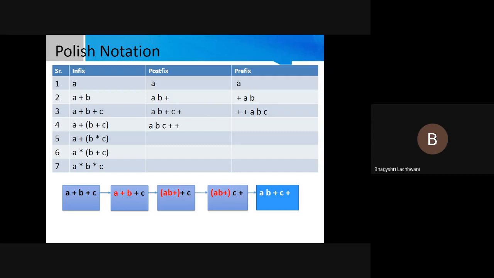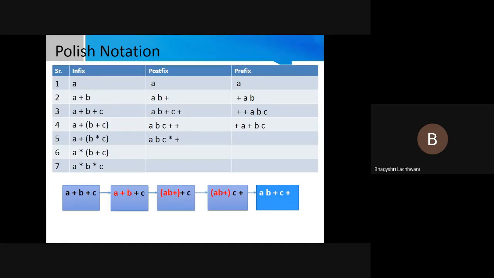Okay, now next is A plus in the bracket B plus C. See here there are no conflicts. B plus C is in the parenthesis, so we have to solve that first. The result will be BC plus. Now BC plus will be considered as one operand. Now A plus BC plus, so what will be the expression? A BC plus plus. That is the postfix for this. For the prefix, first B plus C will be considered, so it will be plus BC. Now the expression we are having is A plus, in the bracket, plus BC. So it will be plus A plus BC.